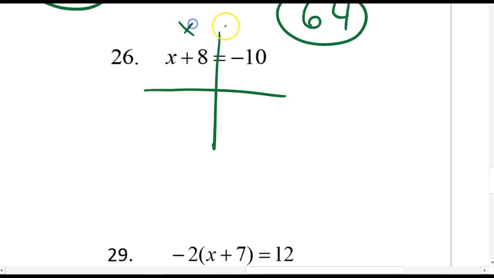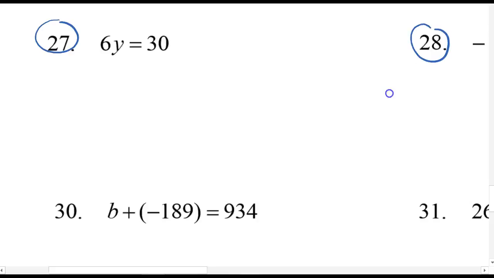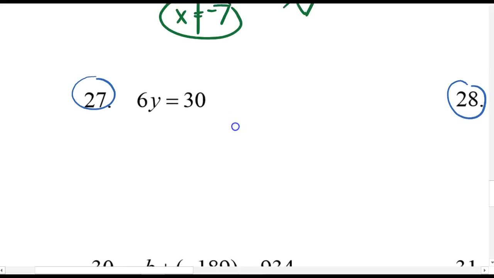X is on the left, because it's already on the left. I don't want this 8 on this side. It's positive, so I subtract it from both sides. Cancels out. And now negative 8, negative 10, they're both negative, so when I add them, it would be negative 18. That one was a little faster. Okay, 27. Now here, it's just 6 times y.